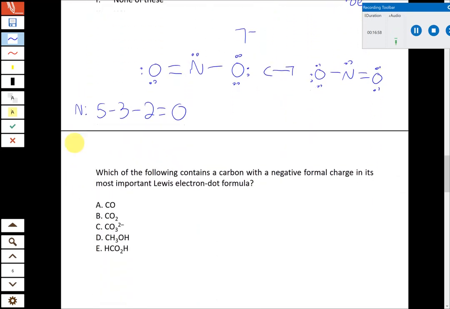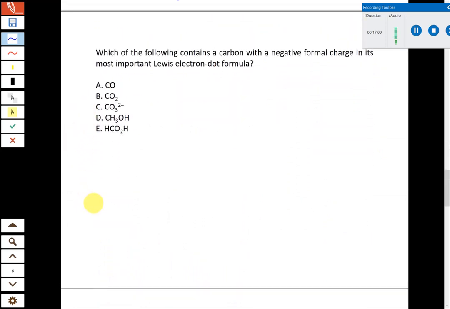All right. And then finally, this question here asks us, which of the following contains carbon with a negative formal charge and is the most important Lewis electron dot formula?